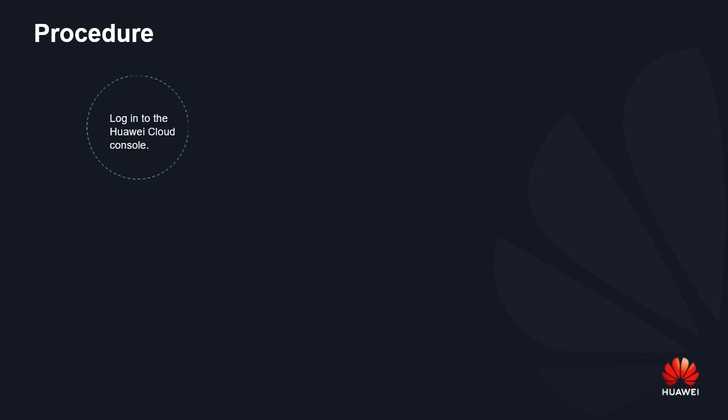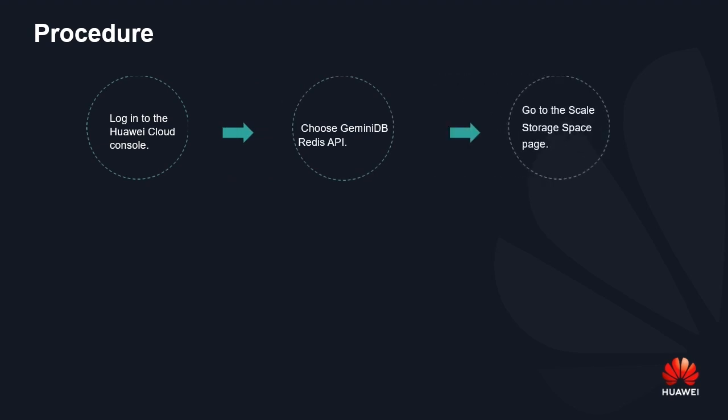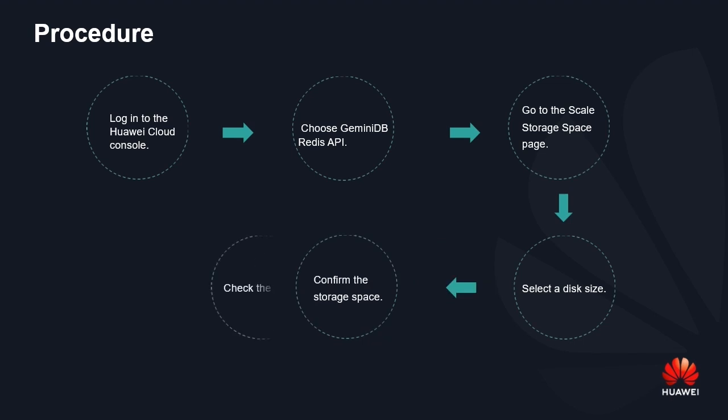Step 1. Log into the Huawei Cloud Console. Step 2. Choose GeminiDB Redis API. Step 3. Go to the Scale Storage Space page. Step 4. Select a disk size. Step 5. Confirm the storage space. Step 6. Check the results.